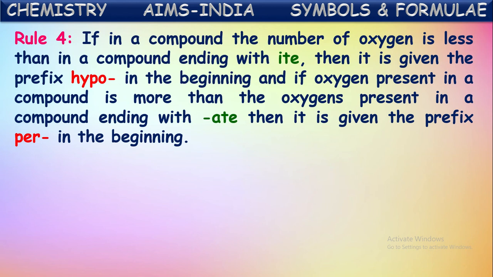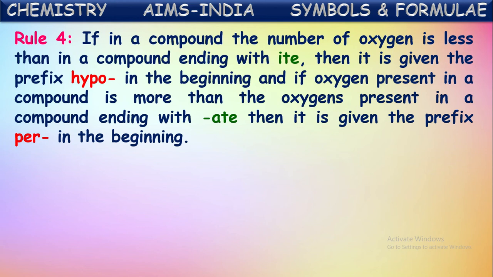In the same way, if the oxygen atoms present in a compound are more than the oxygen atoms present in a compound ending with "ate," then it is given a prefix per in the beginning. Generally, if there are two compounds, the one with the greater number of oxygen atoms is ended with "ate," and the compound with the lesser number of oxygen atoms is ended with "ite."